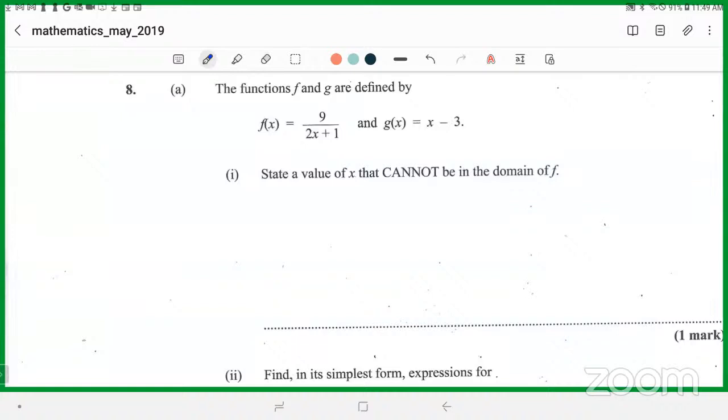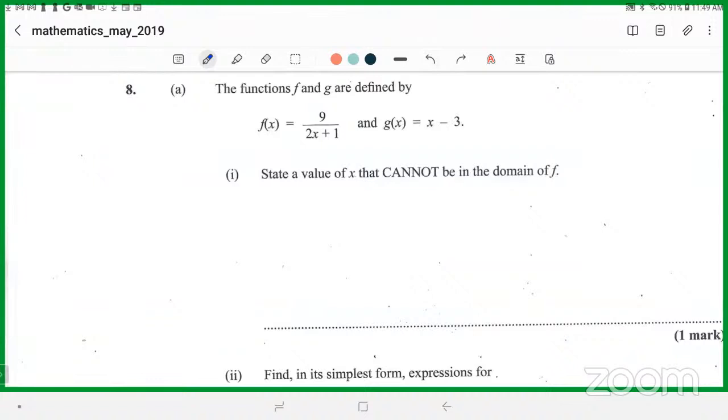State the value of x that cannot be in the domain of f. Same undefined. It is the value of x that will make the function undefined. What value of x will make the function undefined? This question is asking the same thing. It says again when the denominator equals 0. It cannot be in the domain of f because it will make the function undefined.